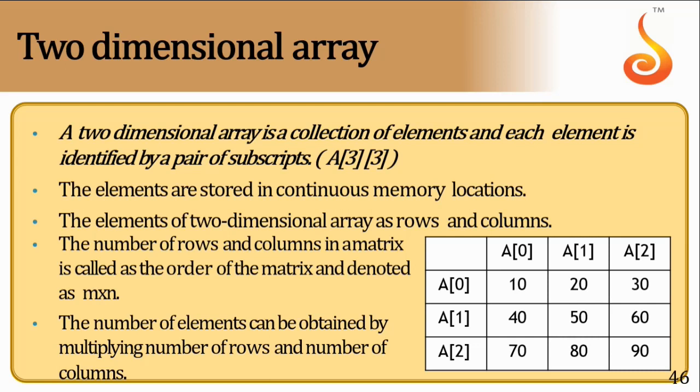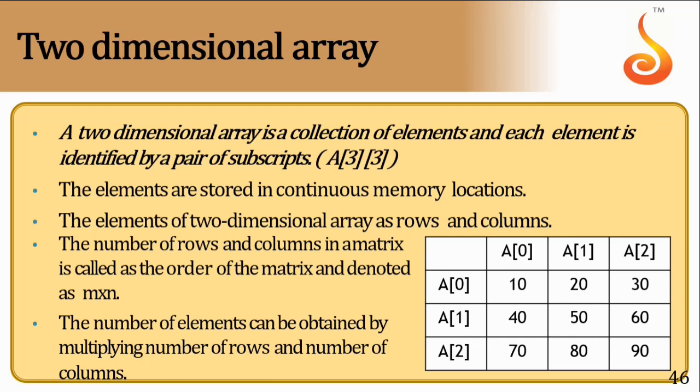The first one would be the row number, which is 2, and the column position is 0. So 70 would be A of 2, 0. The element present in that location would be 70, A of 2, 0. That is the row position and then the column position.